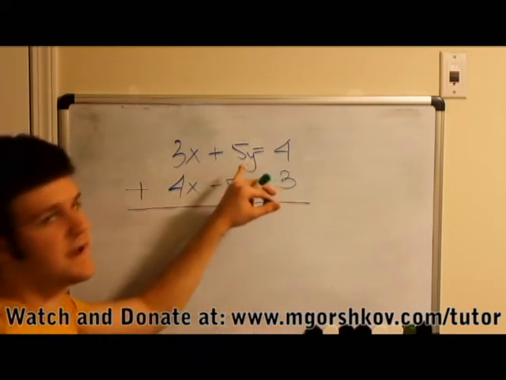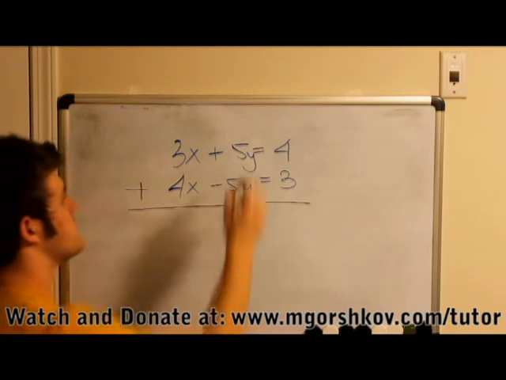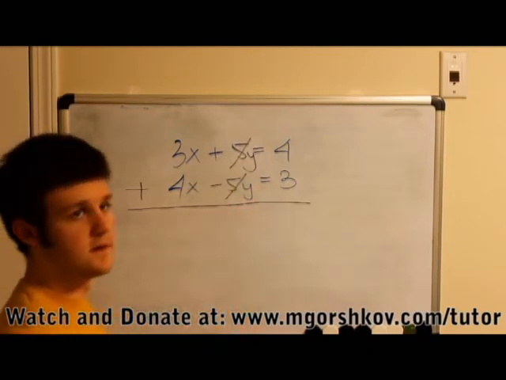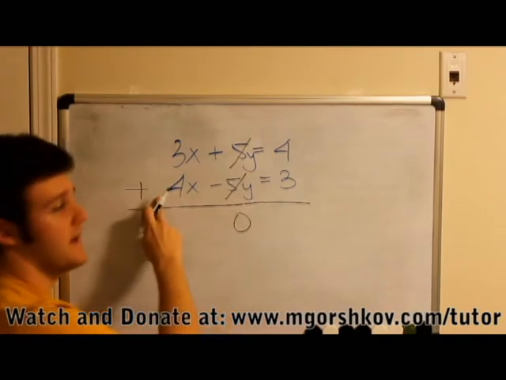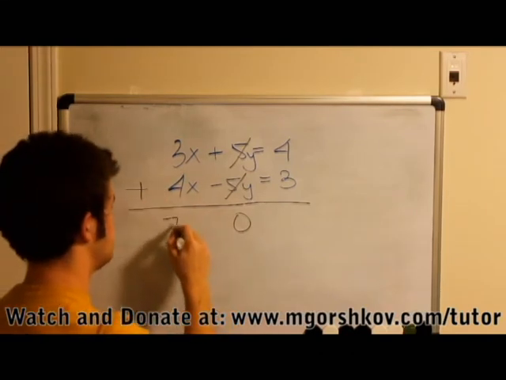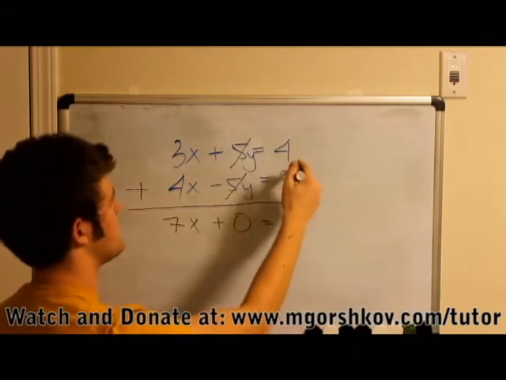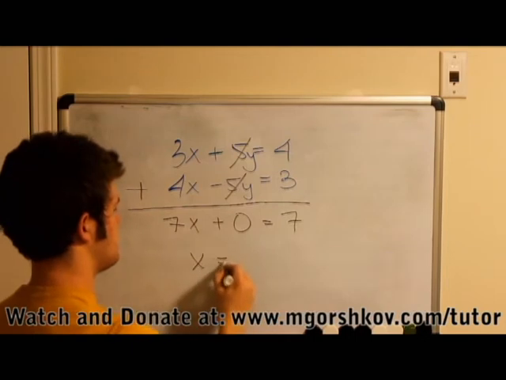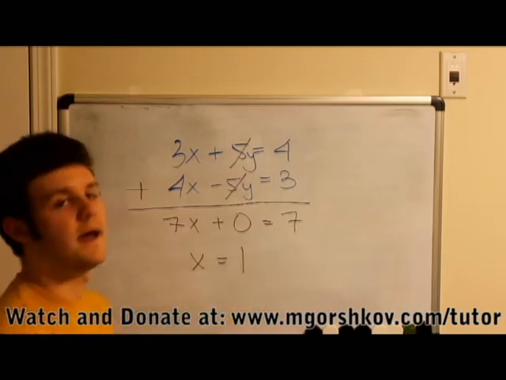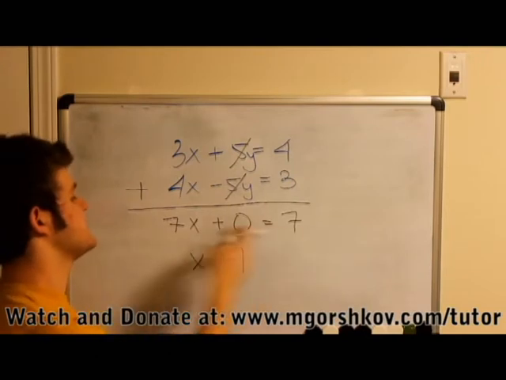Now you can see that 5y minus 5y would be 0, and it would cancel out. 3x plus 4x would be 7x. And 4 plus 3 would be 7. So x is equal to 1, as we divide 7 by 7 to get 1.